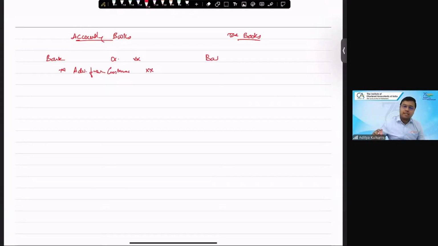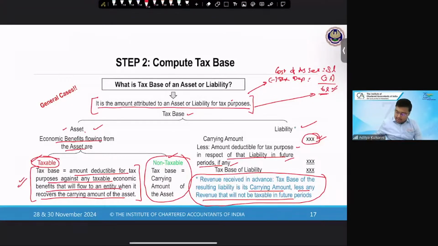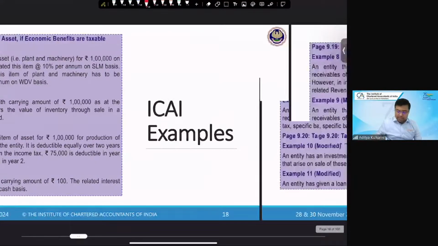Tax base also, in the tax books also, money has come in the bank, so I cannot avoid this. So if you look at this, the tax base of the resulting liability is its carrying amount, minus any revenue that will not be taxable in the future periods. This is the exception that you are looking at. Non-taxable: tax base equals carrying amount of the asset. These two exceptions are there. That's it. So shall we proceed further?